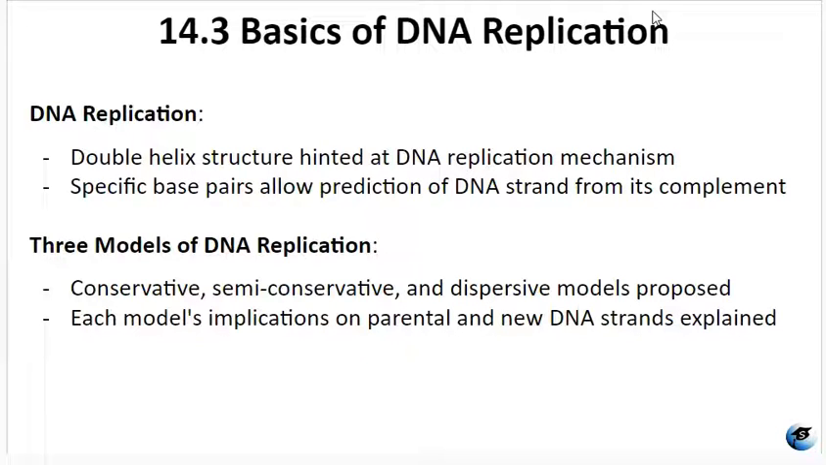However, the precise details of how this would work were unclear at the time, and they had three proposed models. One was conservative, the other was semi-conservative, and the last one was dispersive. The conservative model suggests that parental DNA remains intact, while the semi-conservative model proposes that each parental DNA strand acts as a template, resulting in one old and one new strand in each of the newly formed DNA molecules. The dispersive model suggested that both copies of DNA have segments of parental and newly synthesized DNA interspersed.